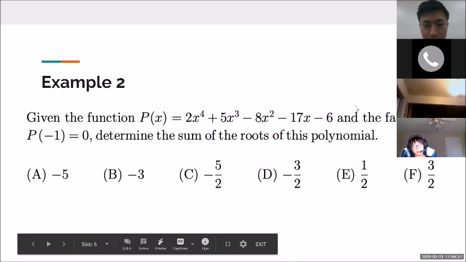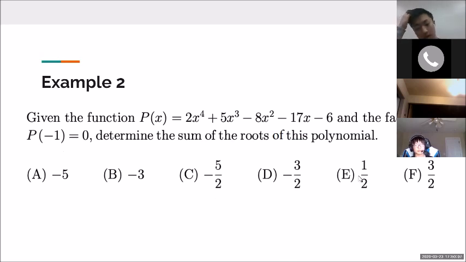If we have the polynomial 2x to the 4th plus 5x cubed minus 8x squared minus 17x minus 6, and the fact that p of minus 1 equals 0, determine the sum of the roots of this polynomial. Well, if you think about it, we don't even need the second fact that p of minus 1 equals 0. Sorry, we don't even need this fact over here. Let me just put an x over here. Because remember, the sum of the roots is just minus of the second term over the first term. So it's minus 5 over 2.